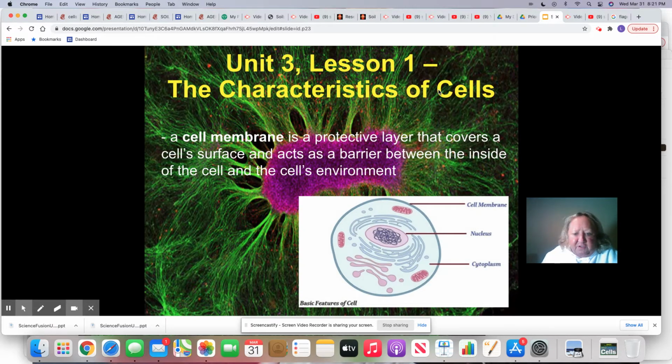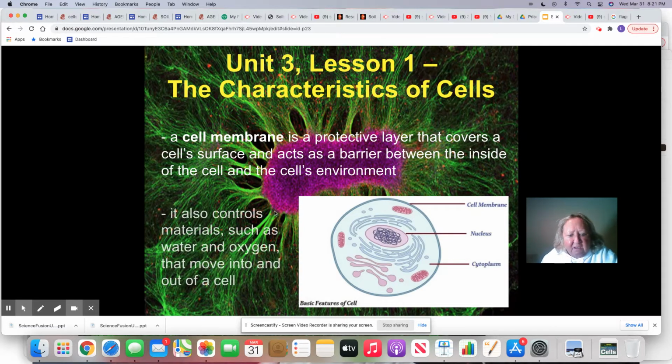All right, first of all, we have a cell membrane. If this is like a basic cell, you see this layer around the outside of it. That's the cell membrane. It acts as a barrier between the inside of the cell and the outside, or the environment. It controls specifically the water and the oxygen, what moves in and what comes out.